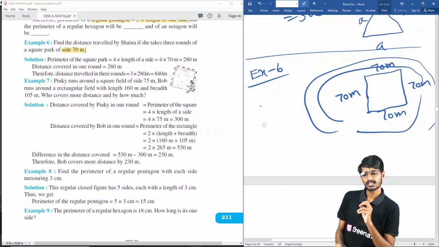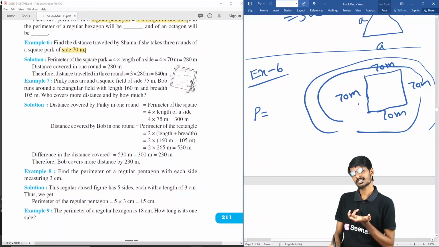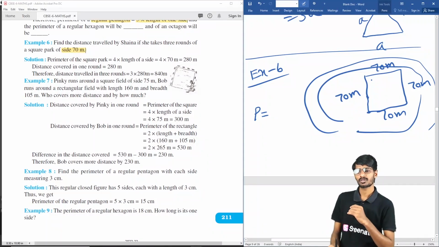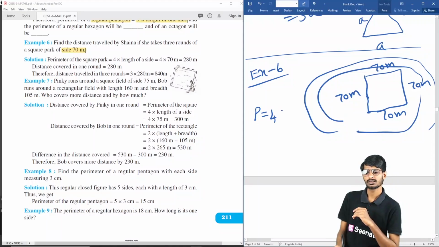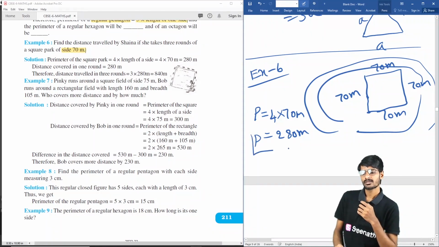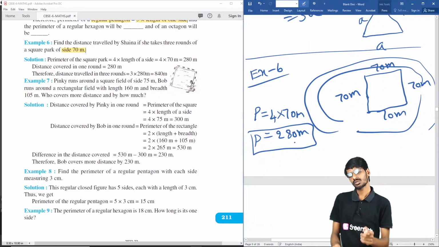Okay, so first thing is perimeter. If you know the perimeter, you will know how much distance is traveled for 1 round. So the perimeter of the square park is 4 into 70, since each side is 70 meters. So you will get 4 times 70 is 280 meters. So the perimeter of the square park is 280 meters. So if you go on 1 round, you will cover 280 meters.